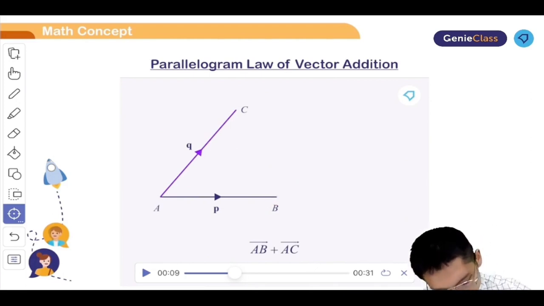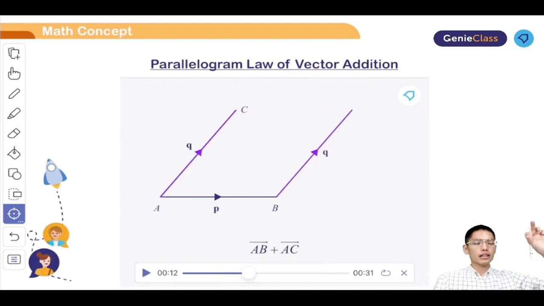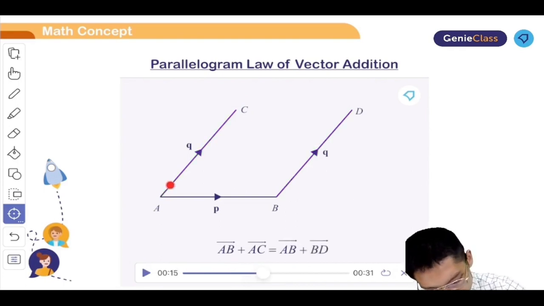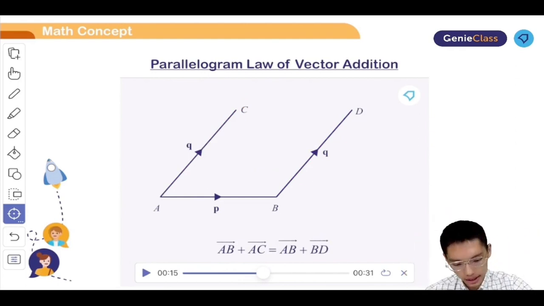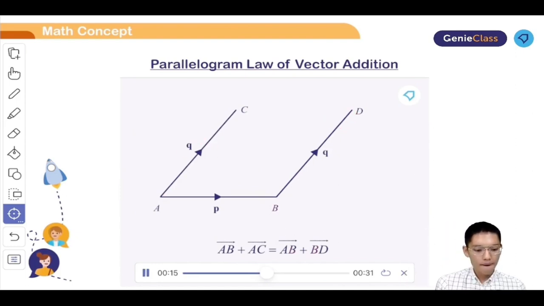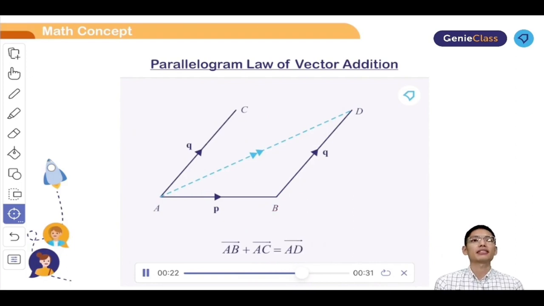So what happens? Over here, because it's parallel, I shift that vector there. Remember, because it is the same direction, same magnitude, I can shift it there and call it the same vector. And therefore, because they are the same magnitude and same direction, they are equal vectors. What we have kept just now, equal vectors. Same magnitude, same direction. Therefore, I can shift them. So now I can do it. AB plus BD. This is my resulting vector AD.